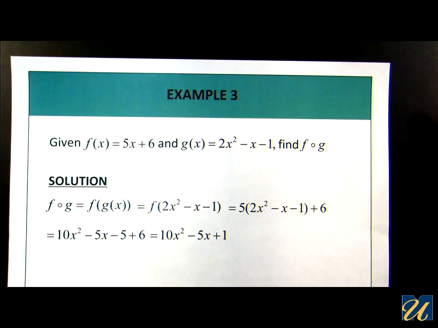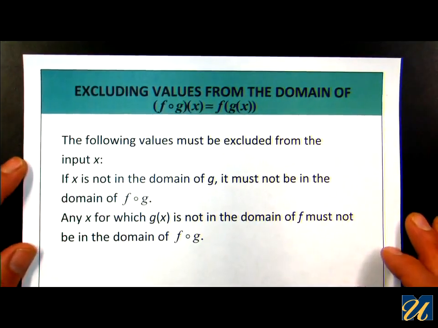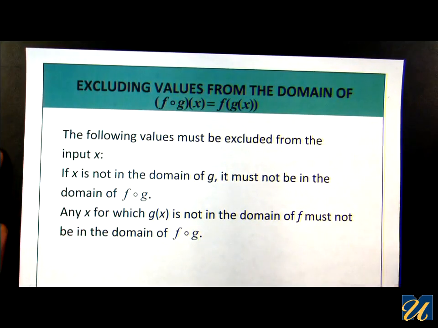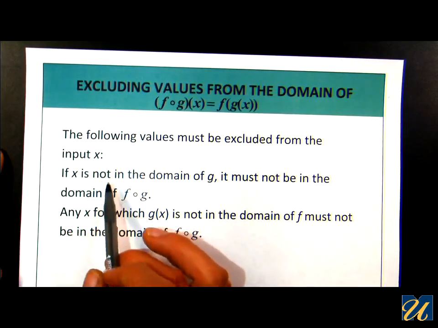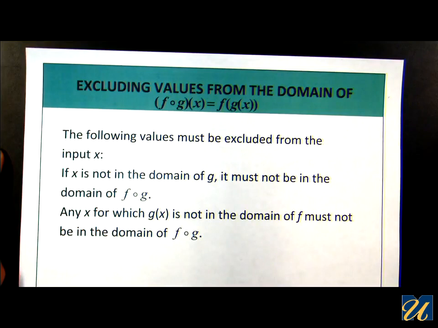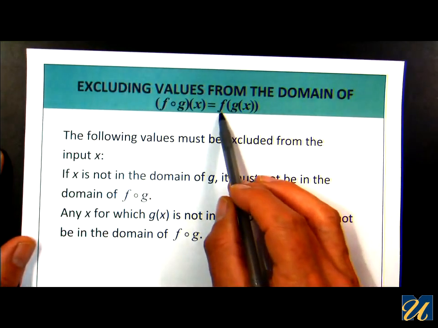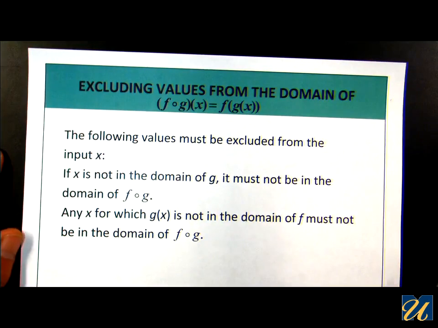Let's take a look at the domain of these composite functions. This can get a little tricky and a little wordy. So again, examples are more powerful than descriptions. The following values must be excluded from the inputs of x. Let's see. If x is not in the domain of g, it must not be in the domain of f compose g. So first you have to go to the g function because you're putting g inside f. And if there are any domain restrictions on g, it is immediately out and you record that on paper.